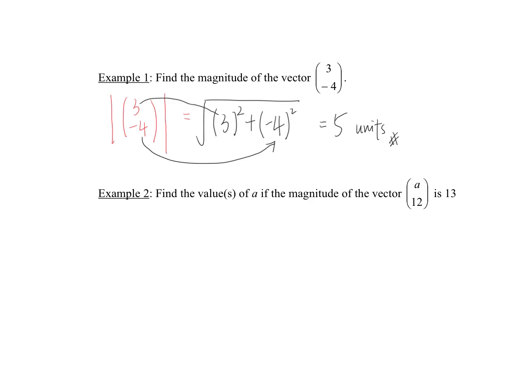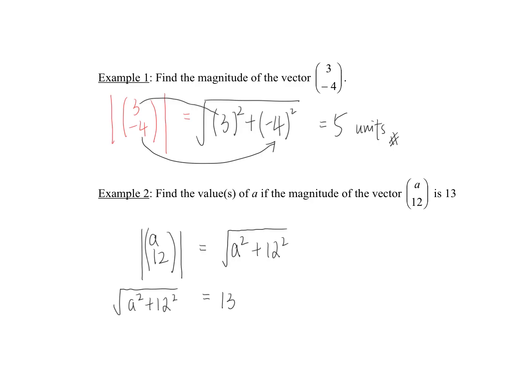Okay, they say, can you find the magnitude of the vector? No, find the value of A if the magnitude of the vector is 13. So what you can do is find the magnitude first. So square root of A squared plus 12 squared. They are saying that this is equal to 13. We want to solve for A, so we take the square on both sides. When you square both sides, the square root disappears.